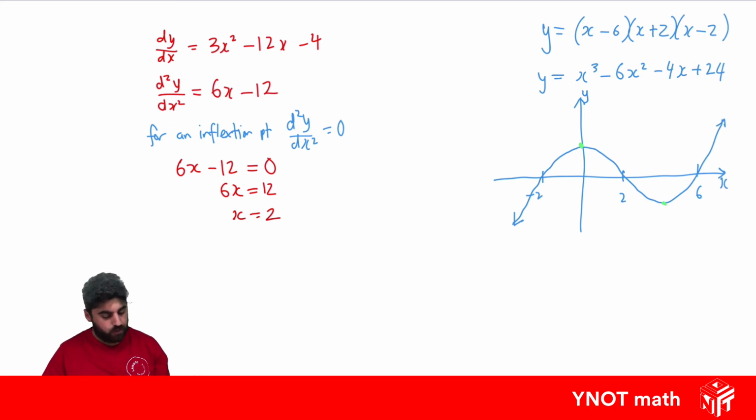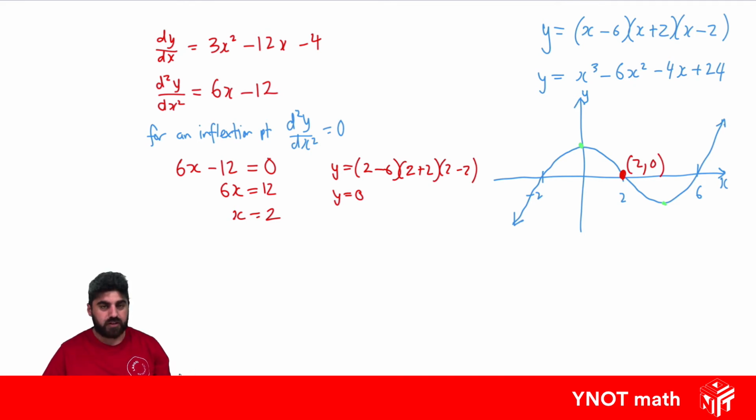So we'd need the y-coordinate. Well, we know the y-coordinate is 0, but if you wanted the y-coordinate, all you'd have to do is sub x into the original function. So we just sub 2 into the original function. And if you did that, you'd get y equals 0. So what it's saying is we're expecting an inflection point at (2, 0).